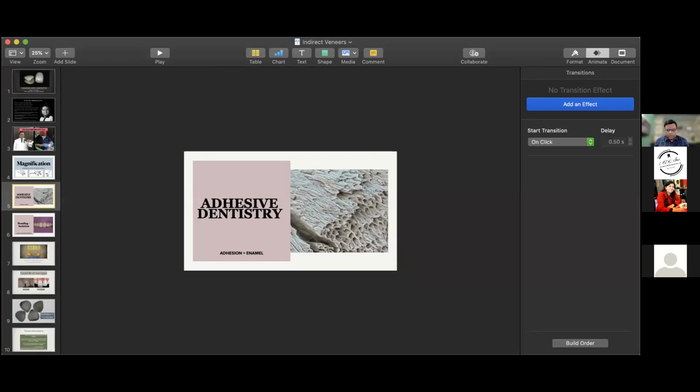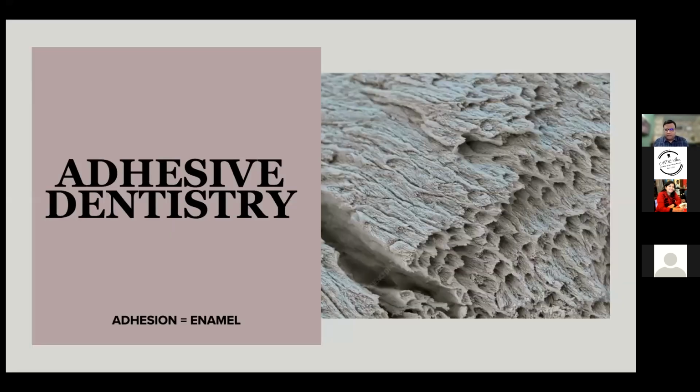Okay. So when we speak of adhesive dentistry, you are speaking about enamel preferably, because all the studies that have been done till now, especially with anteriors, when the veneers were bonded to enamel, the success rate over a 12-year period was greater than 95%. The moment you went more into dentine, the failure rates increased.